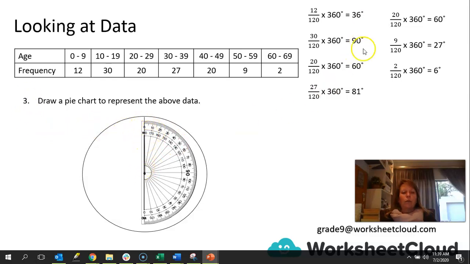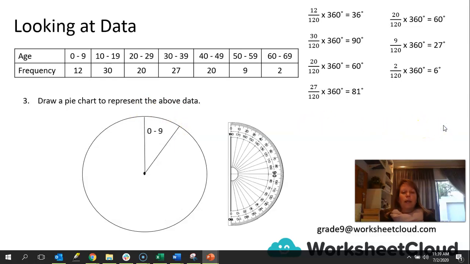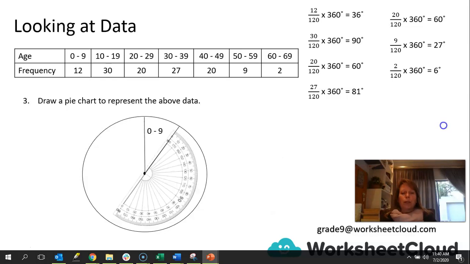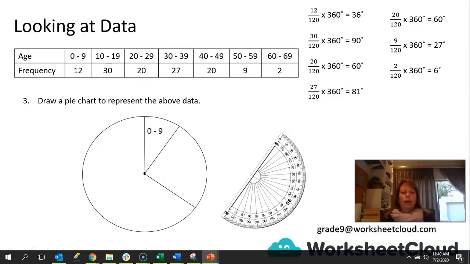Okay, and then we will measure off 36 degrees and we will draw a line. Okay, so there's 30 degrees, just after it is 36, and that will be our first segment, and that represents the 0 to 9 age group. Okay, now the next one, you're going to move your protractor and you're going to put it like that. Again, the midpoint of the protractor on the midpoint of your circle, and you're going to measure off 90 degrees. Okay, take your protractor away and label that segment. That is the 10 to 19-year-olds, and that is 90 degrees.